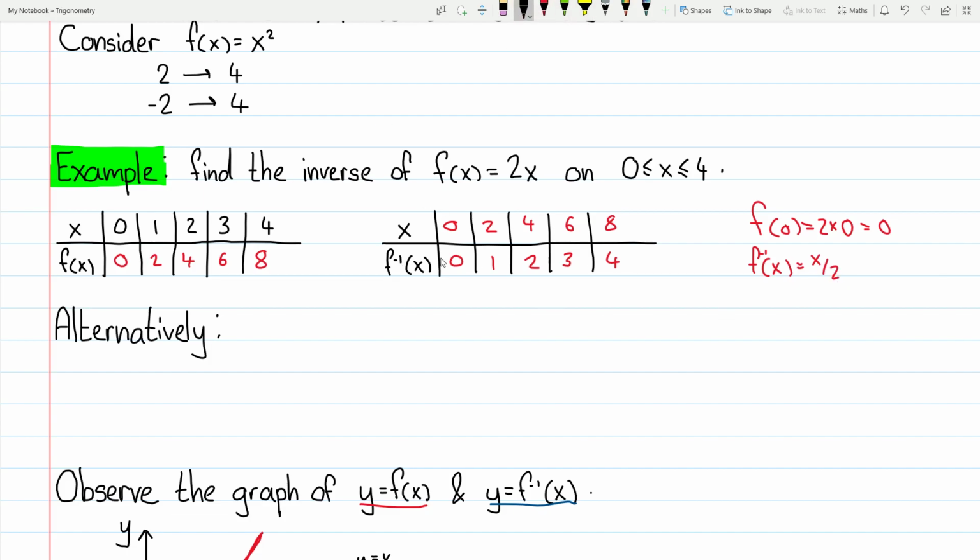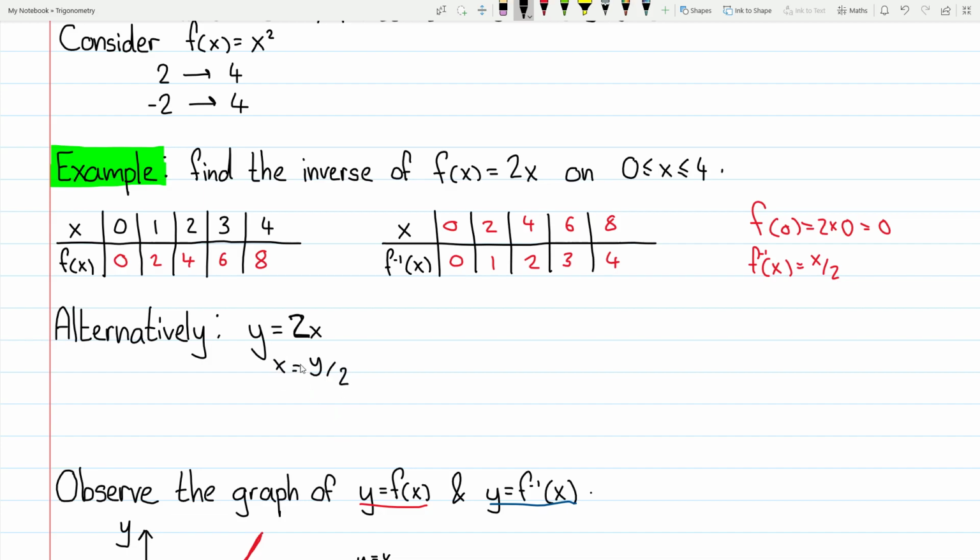But alternatively, we do y equals f of x. So this is again our function, I've just written it in a different way. Given the input, y is the output, but we can try and do it the opposite way round. So we could try and solve for x. Then given the input, I can tell you the output, or given the output, I can tell you the input. So if we divide both sides by 2, we get x equals y over 2.